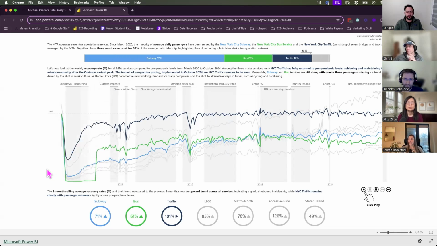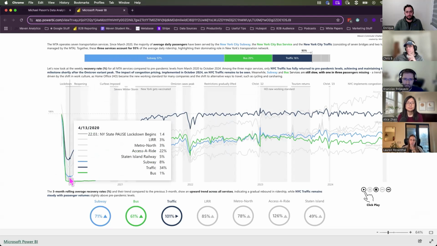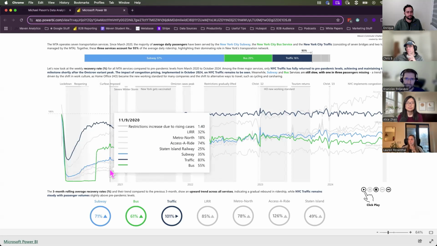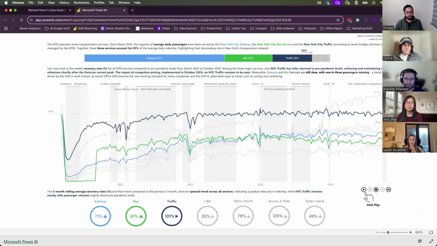So you'll see that he continues to use the same consistent colors for each of subway, bus, and traffic, and everything else is grayed out, which in my mind makes a lot of sense since the other four modes of transportation only make up 7% combined. So it seems really important to focus on the ones that make up so much of the ridership.